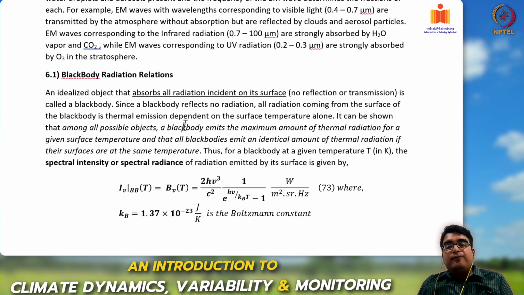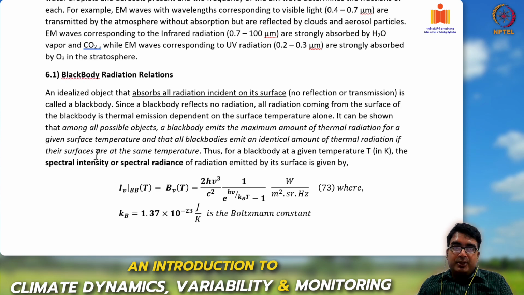Because it does not reflect any radiation back, it necessarily means that all outward directed radiation from that surface is thermal emissions, which is dependent on the surface temperature of the black body alone. It can be shown that among all possible objects, a black body emits the maximum amount of thermal radiation for a given surface temperature, and that all black bodies emit an identical amount of thermal radiation if their surfaces are at the same temperature.